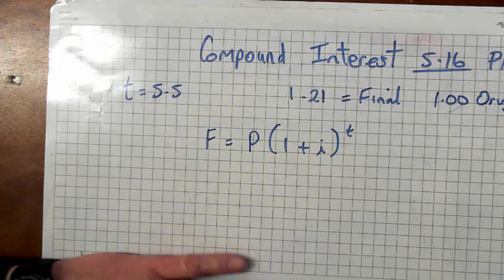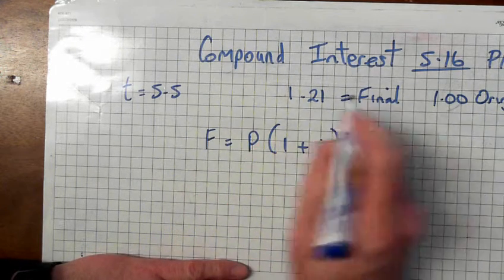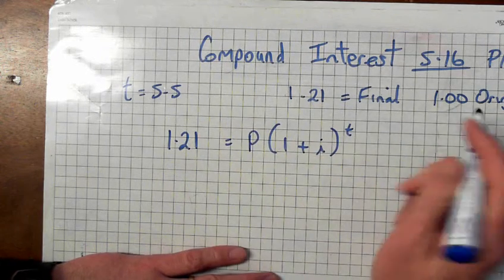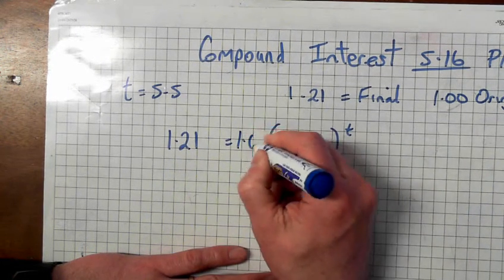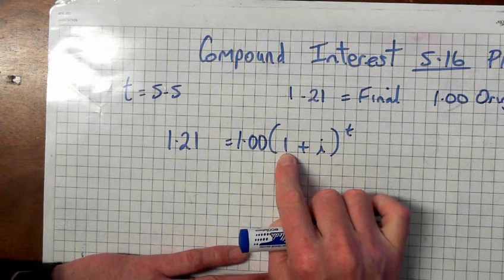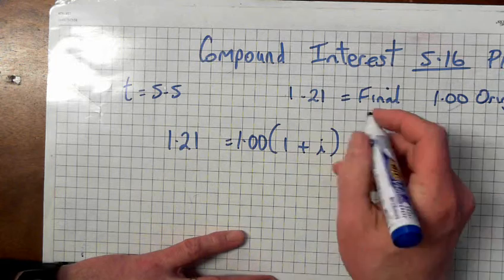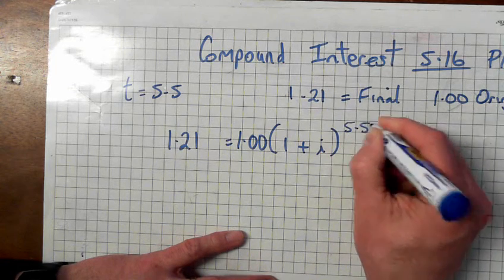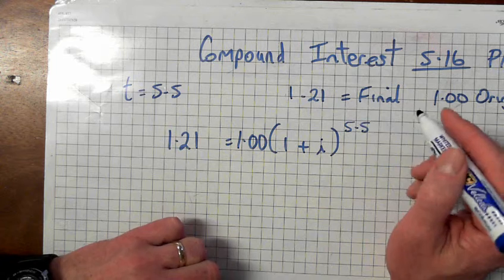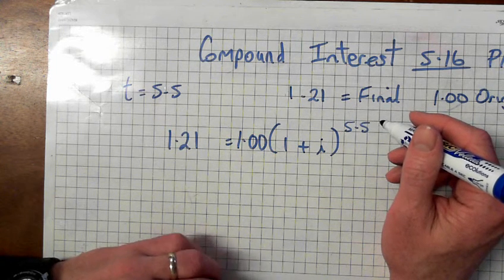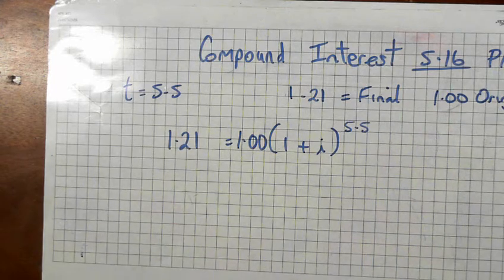We're looking for I. So you have the final. Final is 1.21. The principal is 1.00. Then we have 1 plus the interest, that's what we're looking for. And we have time, which is 5.5. Obviously this question didn't give you how much money you started off with, like you started off with 4,000. It doesn't give you the sum of money that you start off with. Right.